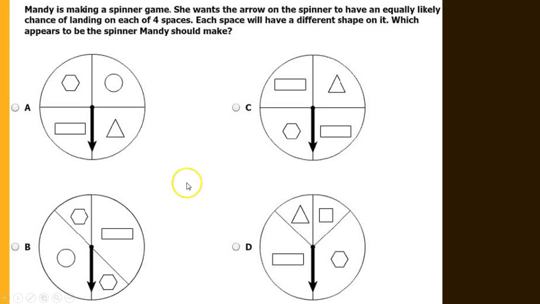Okay, last question. It says Mandy is making a spinner game. She wants the arrow on the spinner to have an equally likely chance of landing on each of 4 spaces. Each space will have a different shape on it. Which appears to be the spinner Mandy should make? A, B, C, or D?